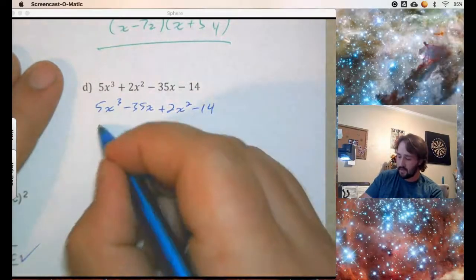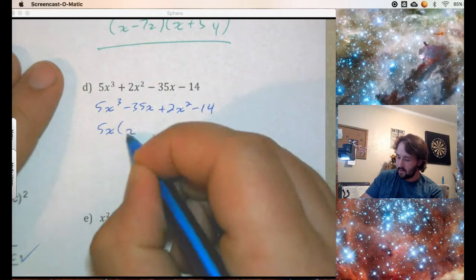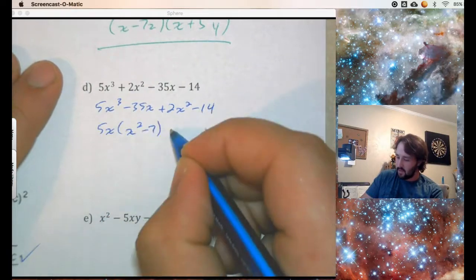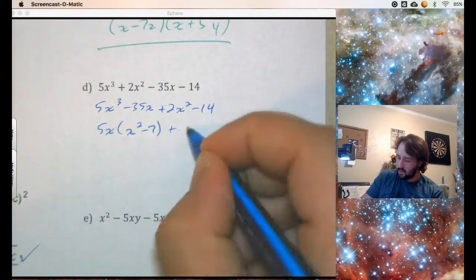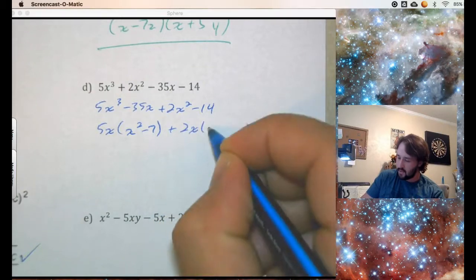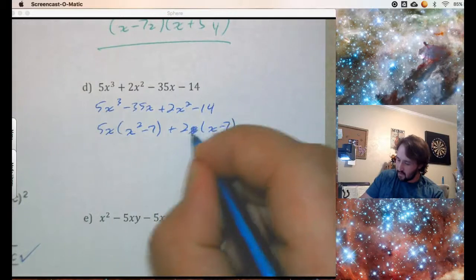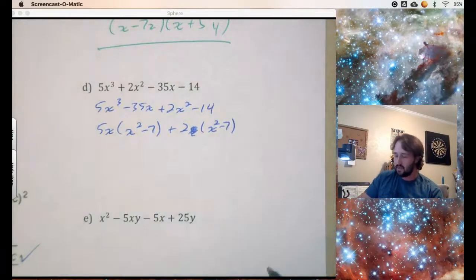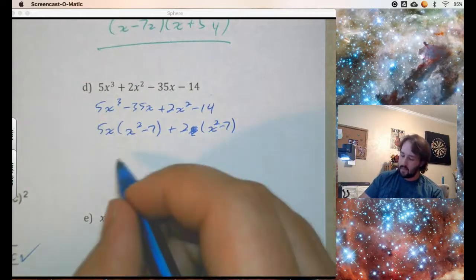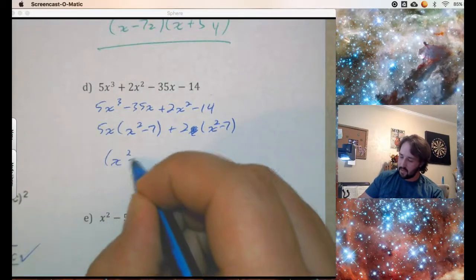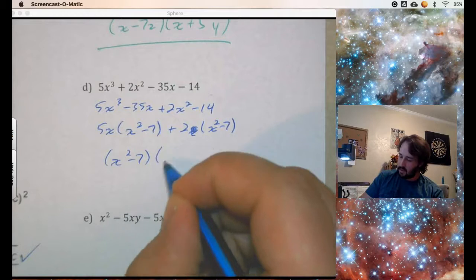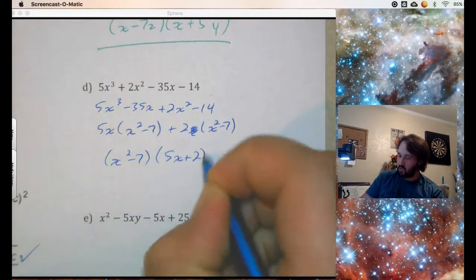So if I factor out 5x from this, I have x squared minus 7. And then if I factor out 2x from this, I have 2x times x minus 7. I can't factor out that x, I'm sorry. That's just 2 times x squared minus 7, because the 14 doesn't have an x. My bad. So now I can factor out that x squared minus 7 times 5x plus 2.